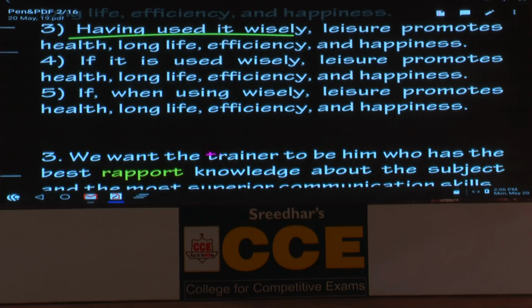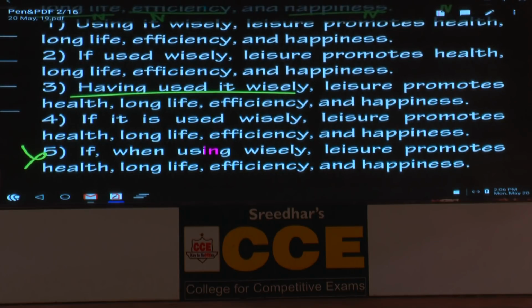Present tense. If it is used wisely, leisure promotes health, long life, efficiency, and happiness. Hold the second option, hold the fourth option. If, when using wisely, is it grammatically correct? Mark it wrong. Now you have to decide between the second option, if used wisely, where you don't see the pronoun: if used wisely, leisure promotes. And the fourth option is what? If it is used wisely, leisure promotes.